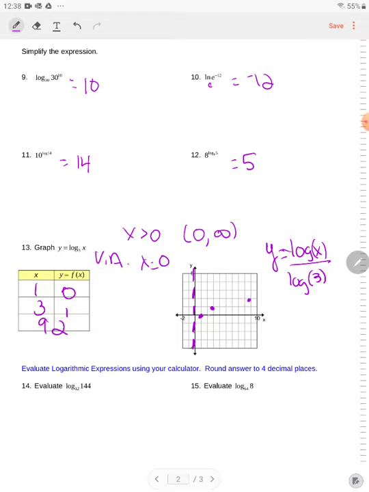So again, curve it for me like this, and do not cross that vertical asymptote. It's not a horizontal line, but it gets closer and closer. We've talked about that.